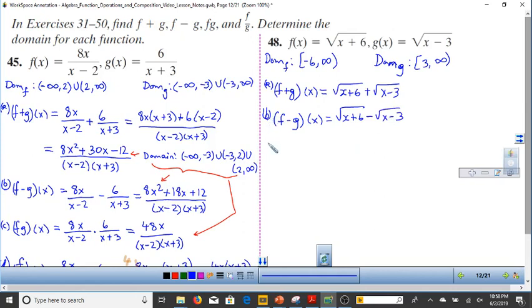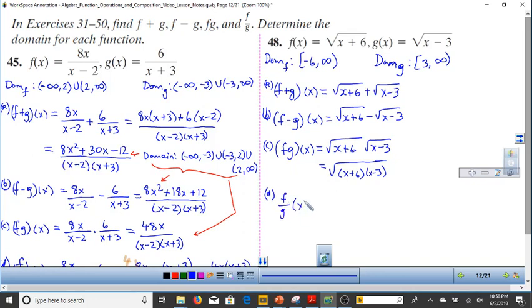And then for multiplication, f times g of x is just the product of what is under the radical, since they are the same index. So we can actually combine them and get the square root of x plus 6 times x minus 3. And then finally, for the division, f over g of x is equal to the square root of x plus 6 divided by the square root of x minus 3.